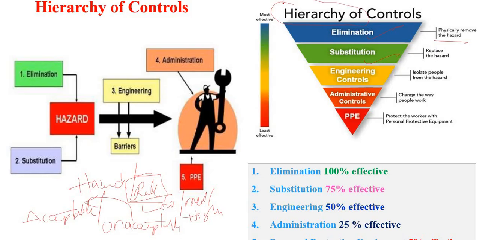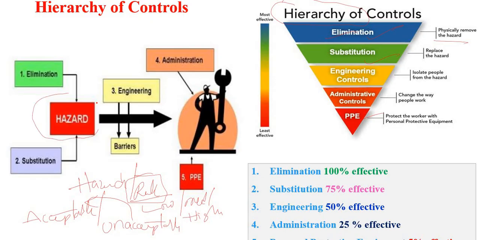Whenever someone asks you a question in an interview, I'm talking about freshers, you always have to mention the hierarchy of controls: start with elimination and end with PPE. You should not say PPE first. So why elimination first and PPE last?